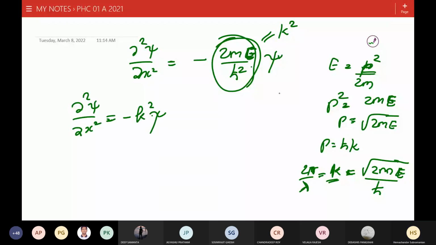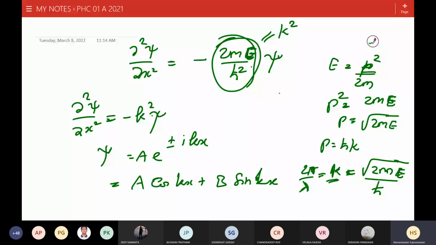So you can write psi as e power plus or minus ikx with some constant, or you can write it as a cos kx plus b sin kx. Both are equivalent. They are the same.